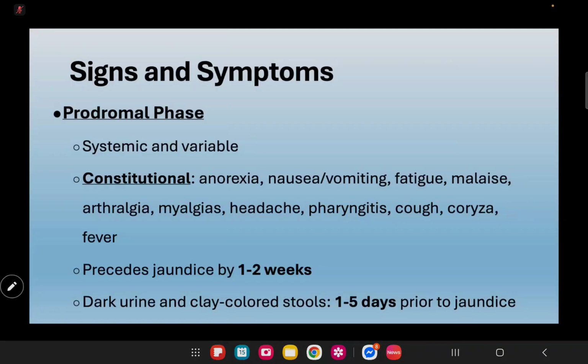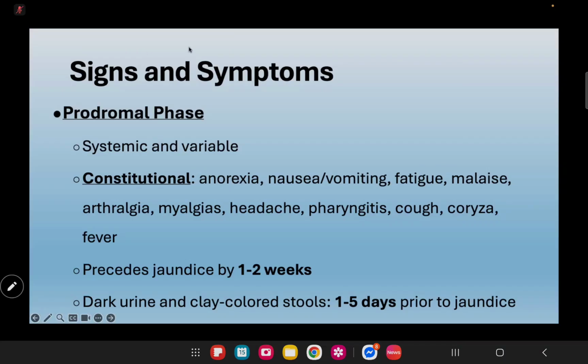The appearance of dark urine and clay-colored stools 1 to 5 days before jaundice marks the transition towards the next phase. So, why do you think the urine would turn dark and the stool becomes pale? What could be the reason? Why will the urine turn dark and the stool become pale?